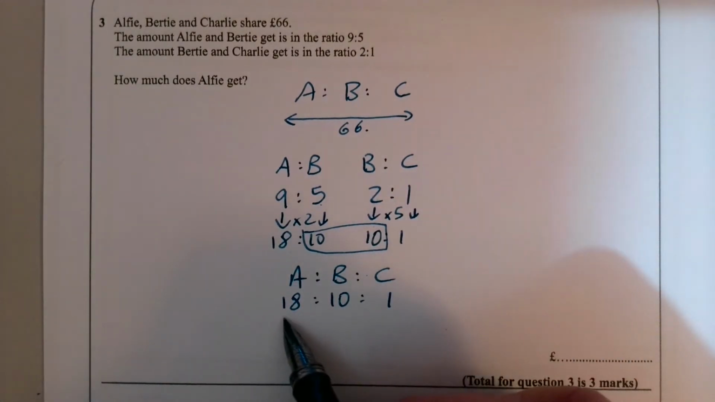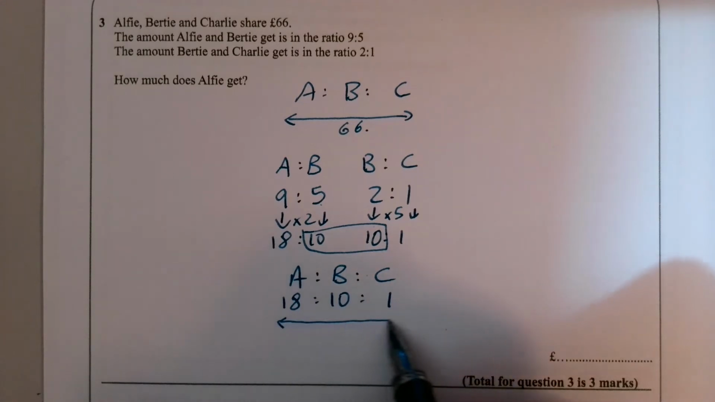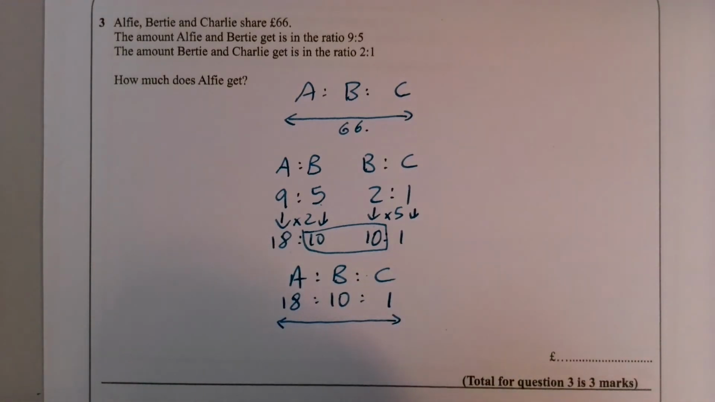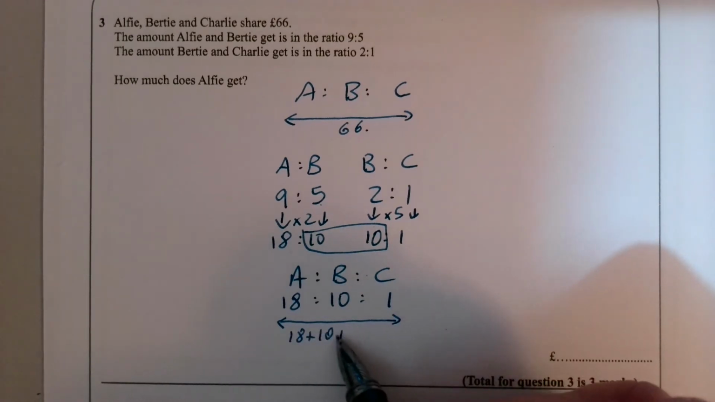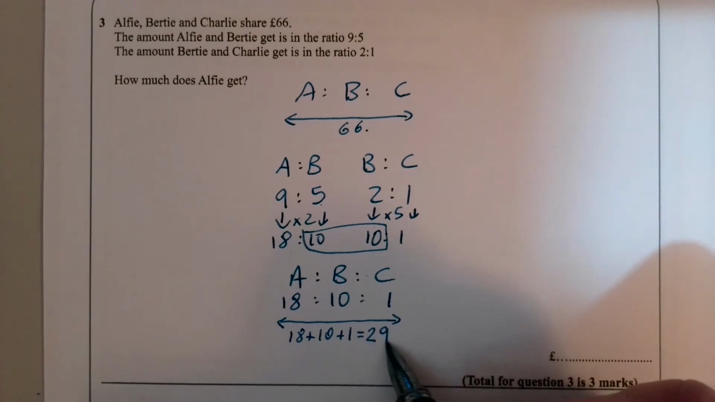Now, they are sharing out the 66, and we have got 18 plus 10 plus 1 making 29.